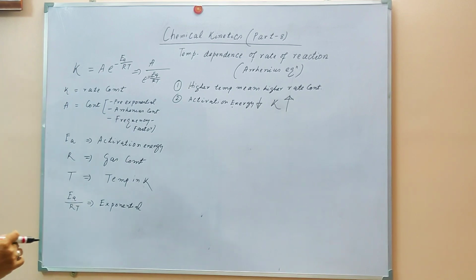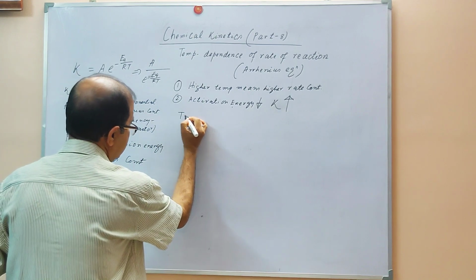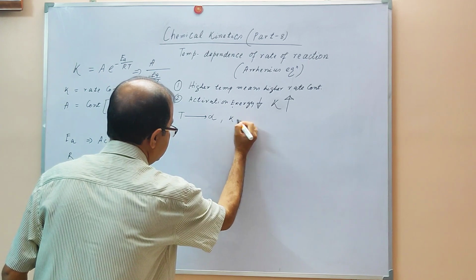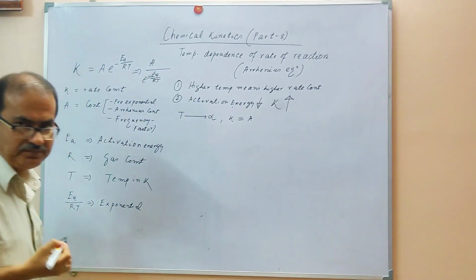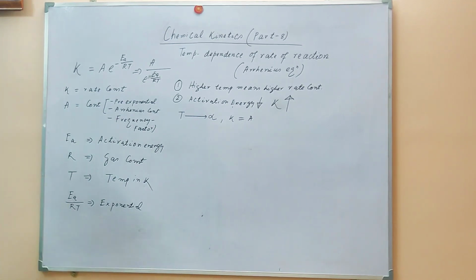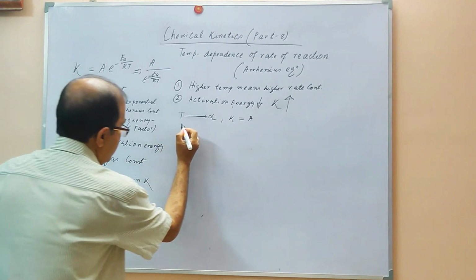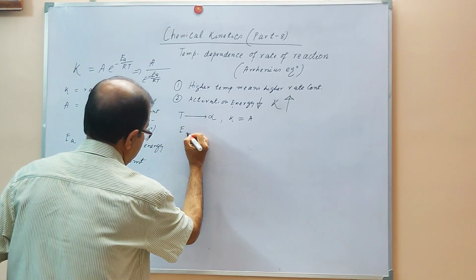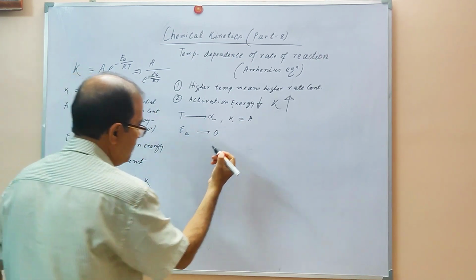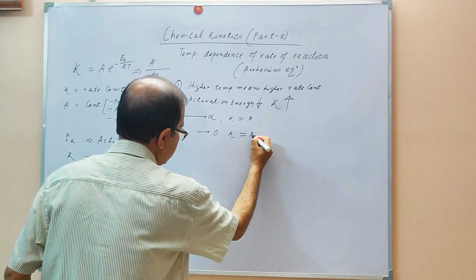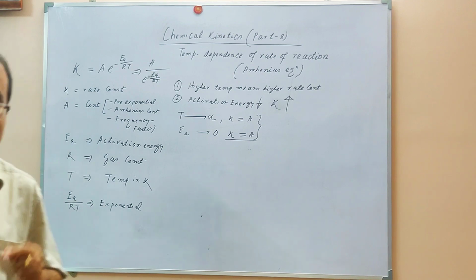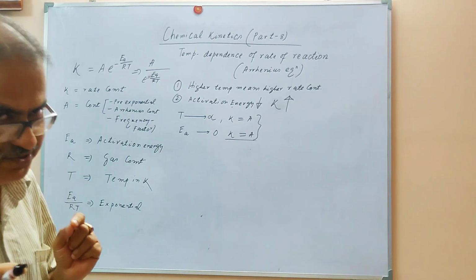Okay. Now you can see one thing. If the T value tends to infinity, then we can see K is equal to A. This type of question may come, that when T value is infinity, then what is going to happen? Right? If the EA value, that is activation energy, is 0, then also K is A. At that time, there is no dependence on the temperature.